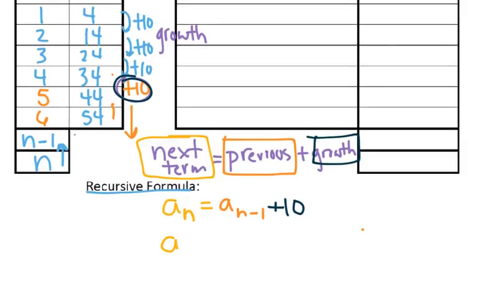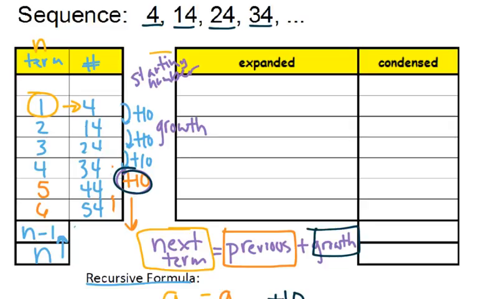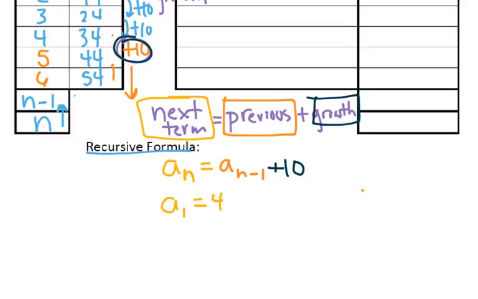So I could go a sub 1, that 1 comes from that being the first term, equals 4, 4 being what that term is. I could write it that way. There's another way I could write it as well. Normally, when we have a starting number, it is what we would call the 0 term. So if we're going backwards to the 0 term, we would subtract 10, right? So 4 minus 10 would be negative 6, because negative 6 plus 10 gets us back to 4. So instead of a sub 1, we could write a sub 0 equals negative 6.